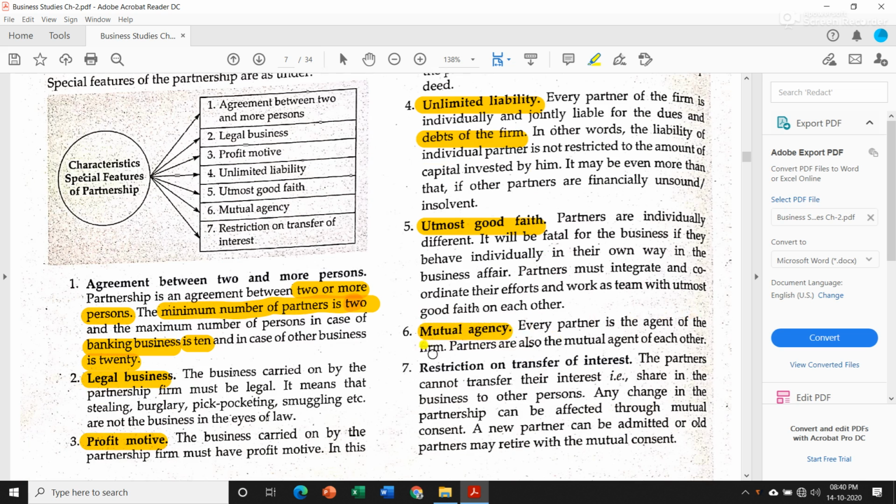Then mutual agency. Every partner is the agent of the firm, means every partner will work on behalf of the firm, as well as each and every partner will work on behalf of other partners.